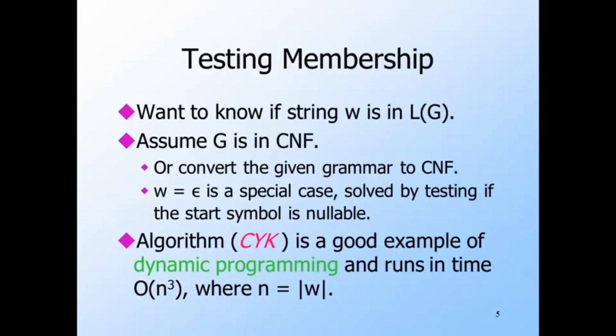This algorithm is a great example of a dynamic programming algorithm and worth seeing for that reason alone. The running time of the algorithm is of the order of n cubed, where n is the length of the input string w. Incidentally, there is another algorithm due to J. Earley that also runs in time order n cubed, but on an unambiguous grammar, Earley's algorithm is faster. It's order n squared. However, the CYK algorithm is much simpler, and as I said, worth studying because it is a model for so many useful dynamic programming algorithms. So that is the one we're going to learn.